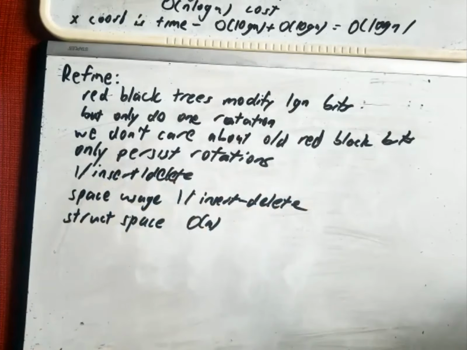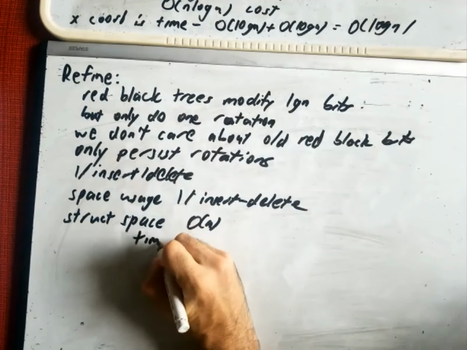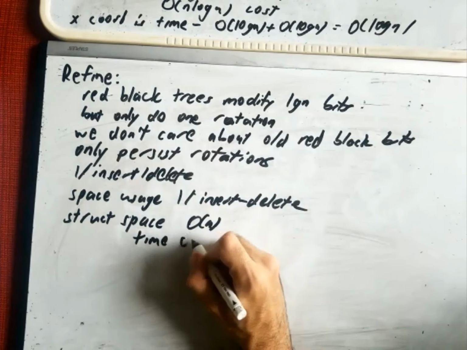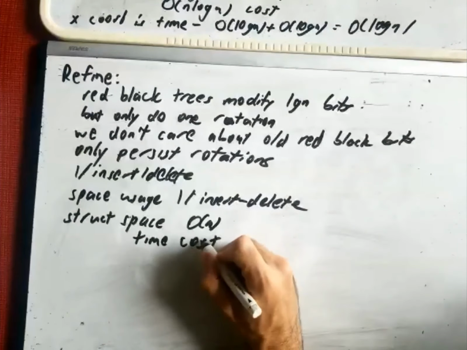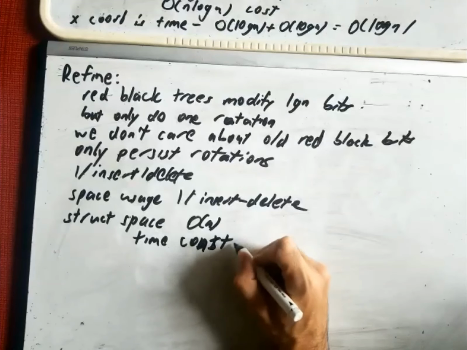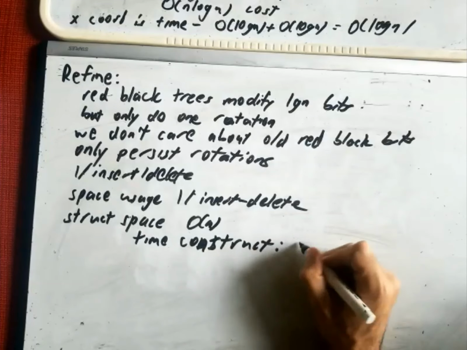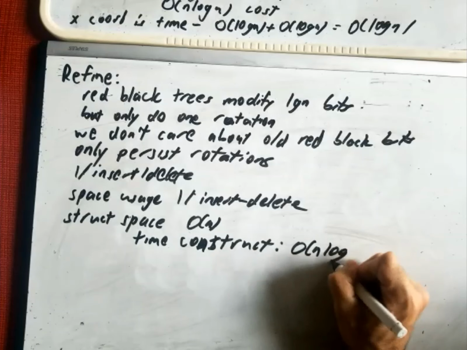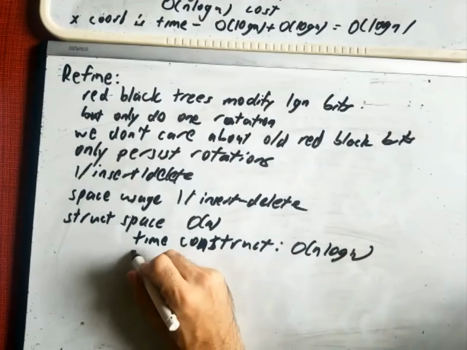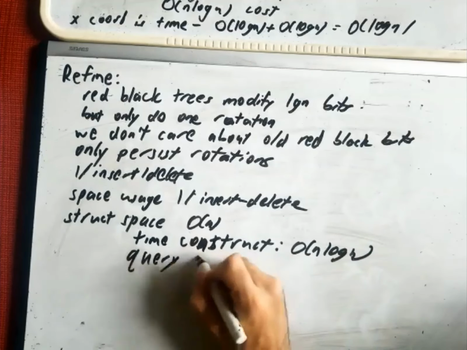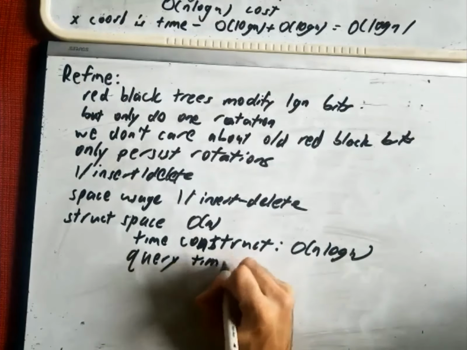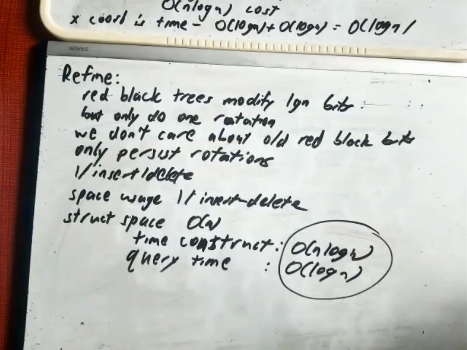So in fact, this data structure is perfect. Space is order n, time for construction is order n log n, and I claim you can't do better than that. And the query time is order log n, and again, I claim you can't do better than that, right? Why are these optimal runtimes?